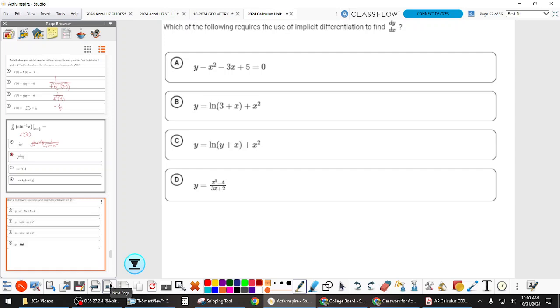We've done some implicits. So this should be a quicker one because it just says which one needs implicit differentiation. You see, that's the only one where you have a y and an x, well, like 2 separate cases of y. So why is it not A? Because you could just solve for y and then take dy dx.